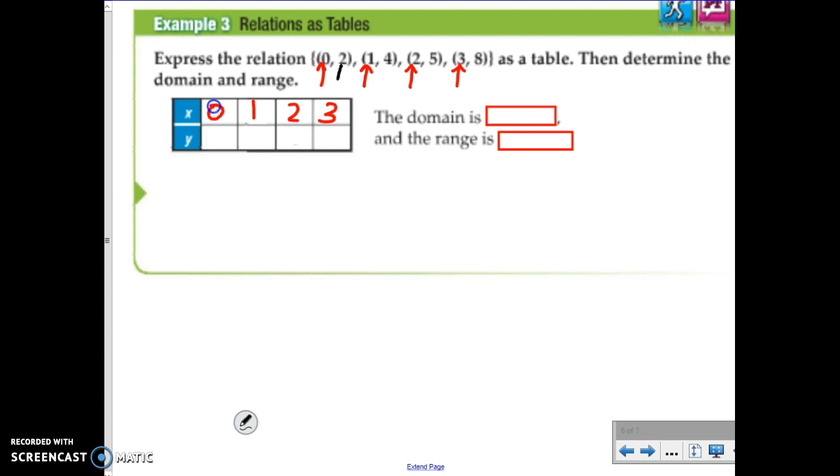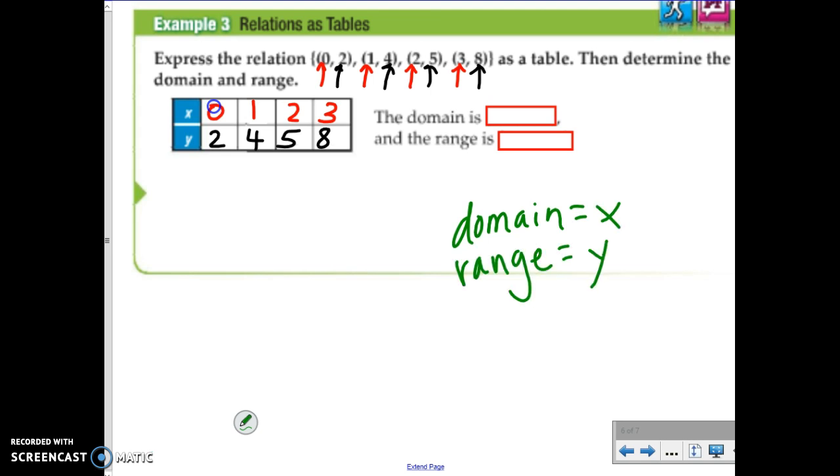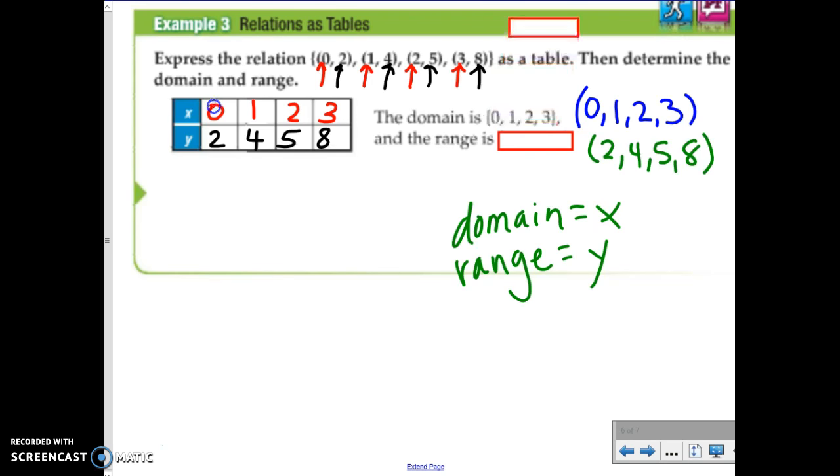Same thing with the y's. I'm going to go ahead and write all the y's in next: 2, 4, 5, and 8. Now taking a look, domain again really was your x coordinates, and range really were your y coordinates. So for domain, all I need to do is write 0, 1, 2, and 3. And for my range, I write 2, 4, 5, and 8. As you can see, those match up.